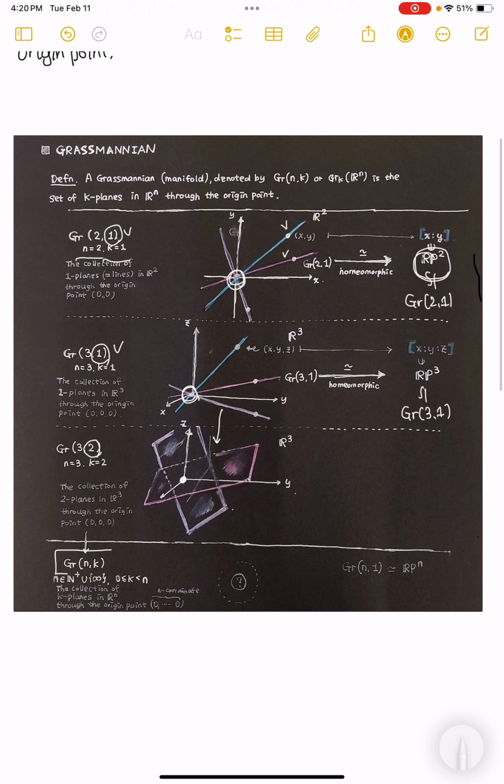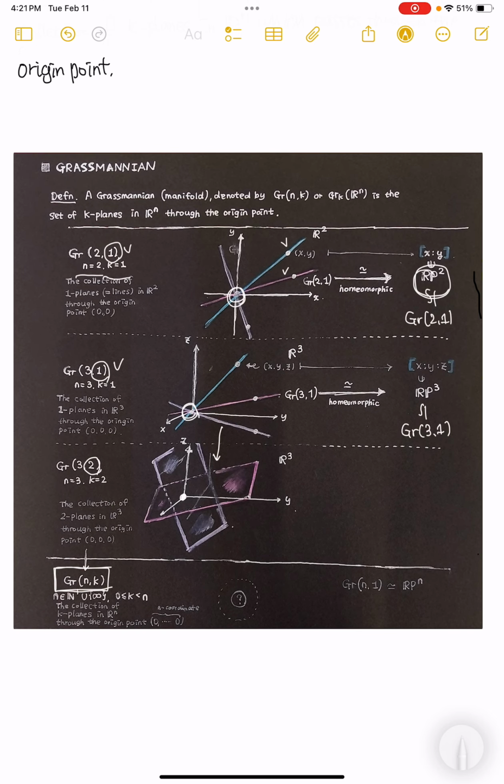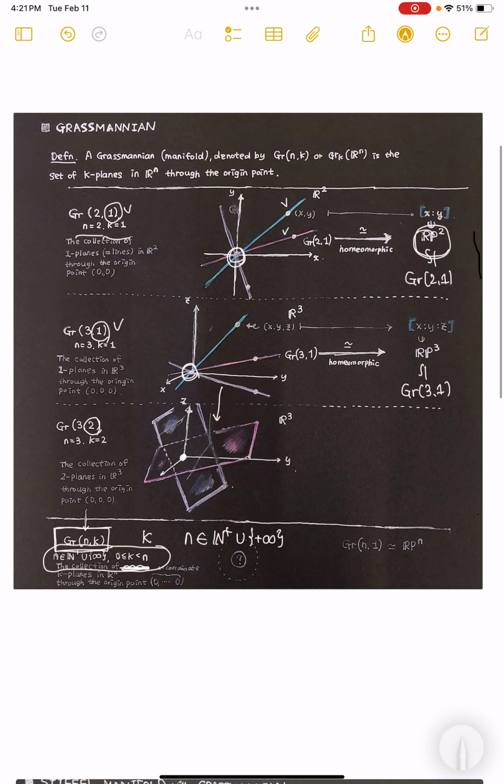In general, we can define G(R, k, n). The following relation must hold, and n allows not only the positive natural numbers, but also infinity.